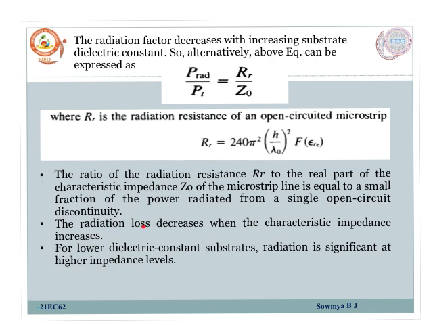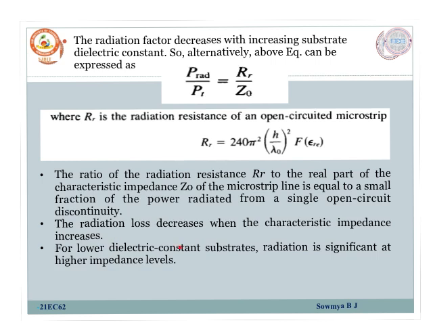And this radiation loss decreases when the characteristic impedance increases. As you can notice here, these two are inversely proportional. So, whenever the radiation loss decreases, it tells that the characteristic impedance increases.